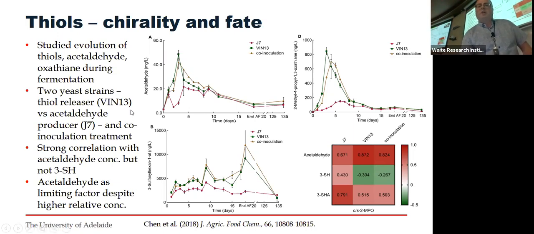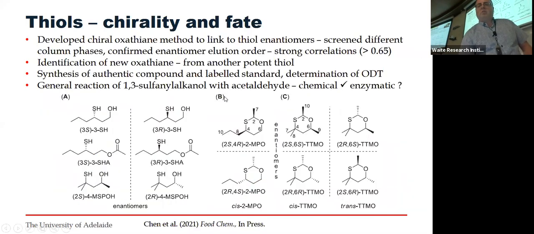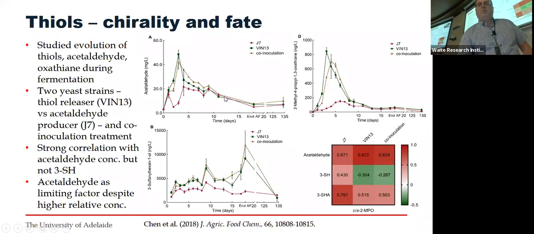Vin13 produced enough acetaldehyde. You can see here the acetaldehyde curves during fermentation for those different strains, which matched up very nicely with the oxythyne that was forming. So it seems that acetaldehyde, even though it's in much higher concentrations than the thiols themselves, seems to be the limiting factor. And I better hurry it up a little because I've got a bit more to talk about. But so correlations down there, you can see with the different yeasts, the correlation between acetaldehyde and the oxythyne is very strong. Funnily enough, the correlation was quite weak for 3SH, but negative, which makes sense.